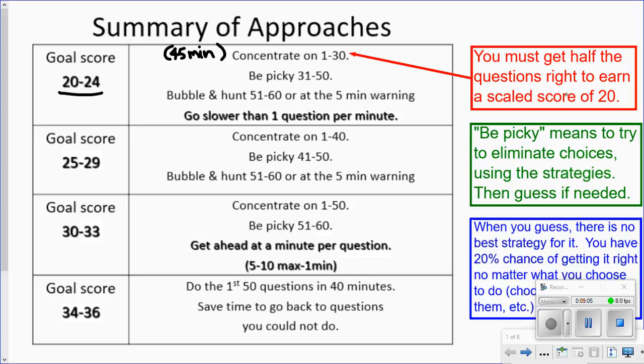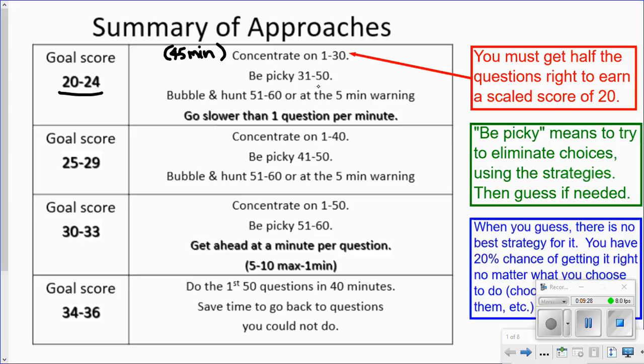Because if you want to get at least a 20 on the math score, you have to get half the questions right. You need 30 questions correct to get the bottom of the 20s here at number 20. Now, if you get about 5 or 6 more questions, then that'll bump you to the higher 24 range. Okay? So concentrate on 1 through 30.